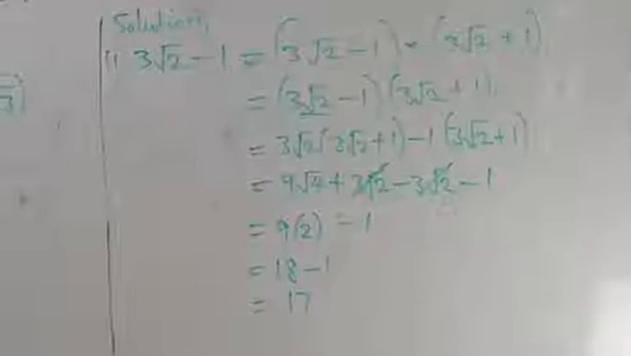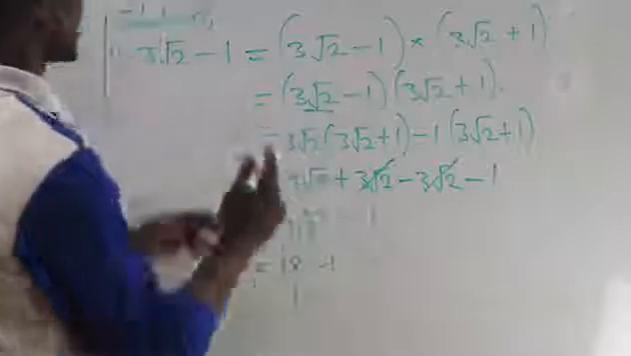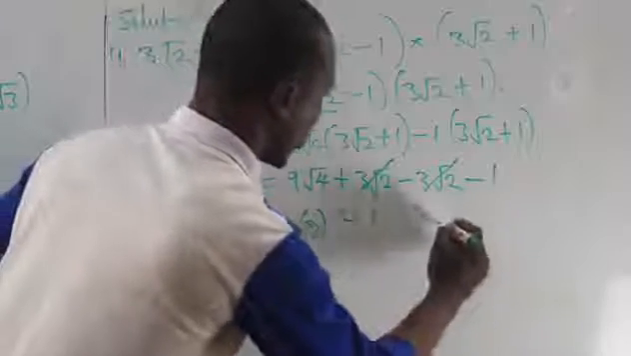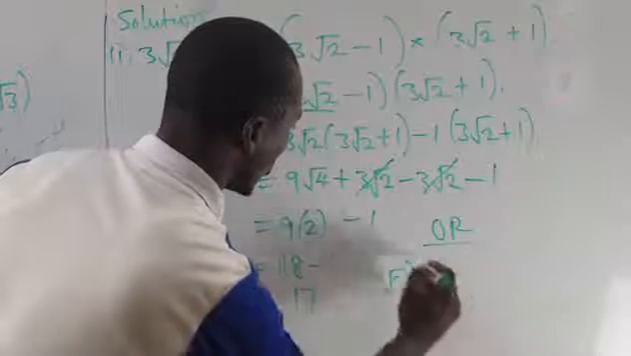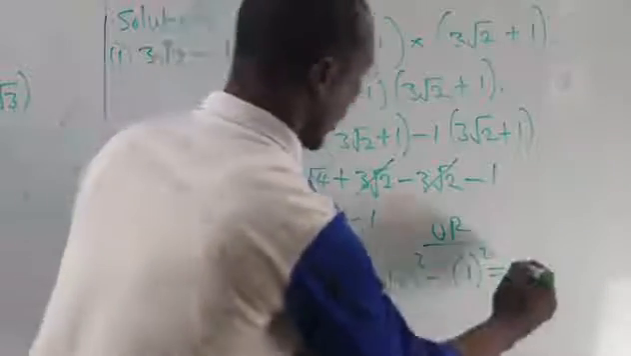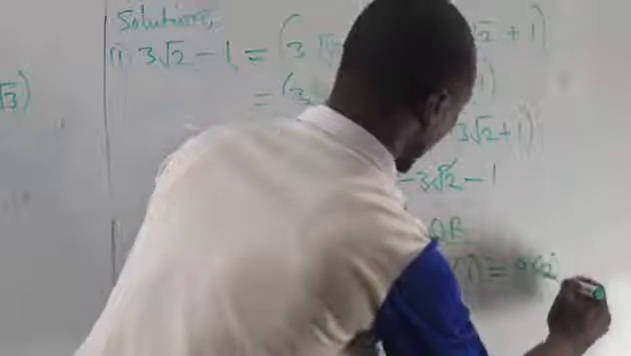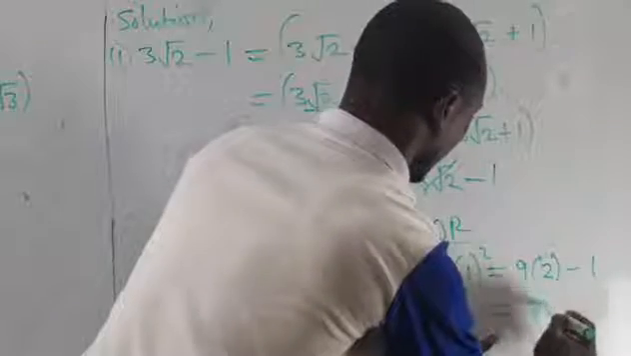But we still have the short way of solving this, the surd and its conjugate. So let's take number 1 for instance, as we have 3 root 2 minus 1. So the shortcut of this will be 3 root 2 squared minus 1 squared. Which is equal to 3 squared, 9, into square root of 2 squared, that is ordinary 2, minus 1 squared, 1. So which is equal to 9 multiplied by 2, that is 18, minus 1.